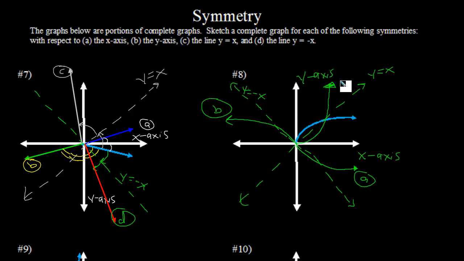I didn't label this one C. It is going to be, let's see, this is our original. And if it's reflected over this line, it's going to look like this. That's part D.